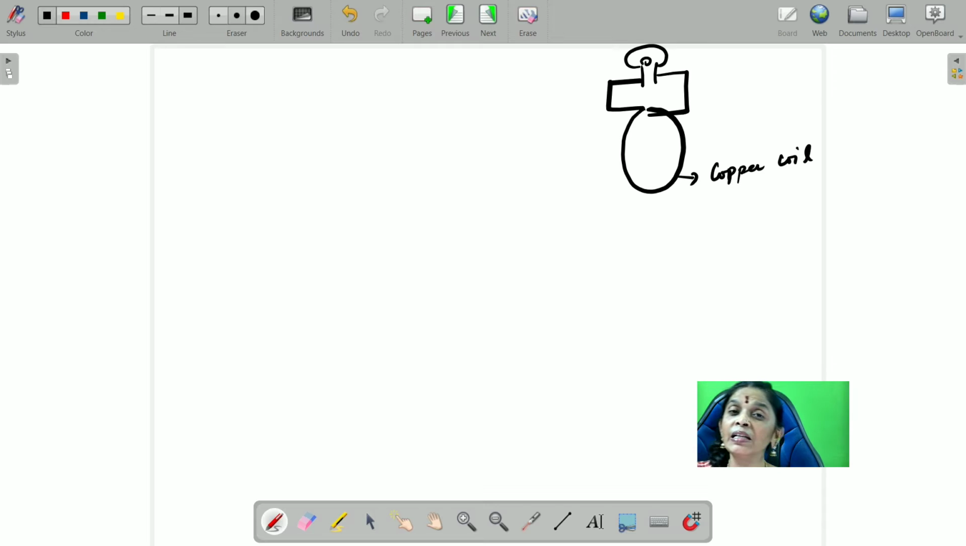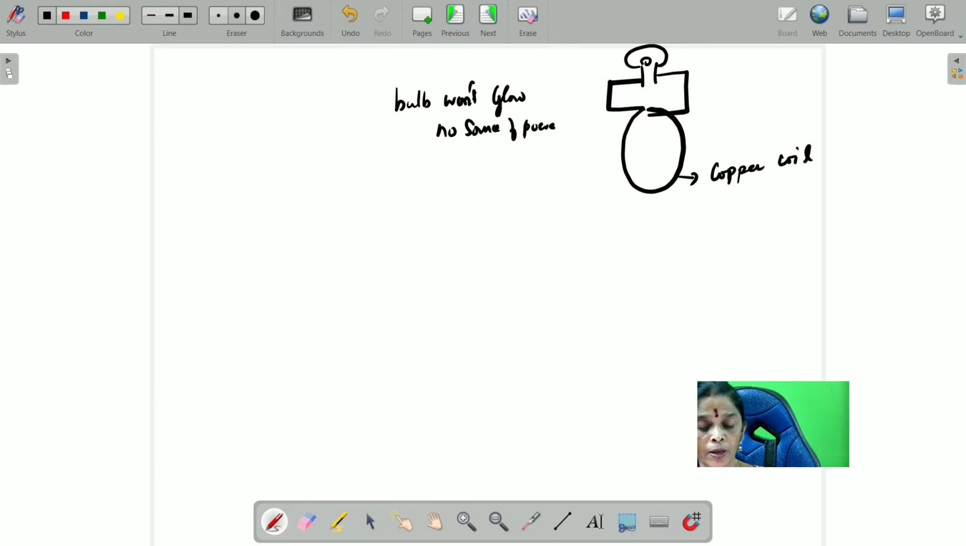You tell me, children, whether the bulb glows now. You may be asking me, how come the bulb is glowing? The bulb won't even glow, because there is no power source, no battery, no AC source, nothing. No source of power, so the bulb won't be glowing.